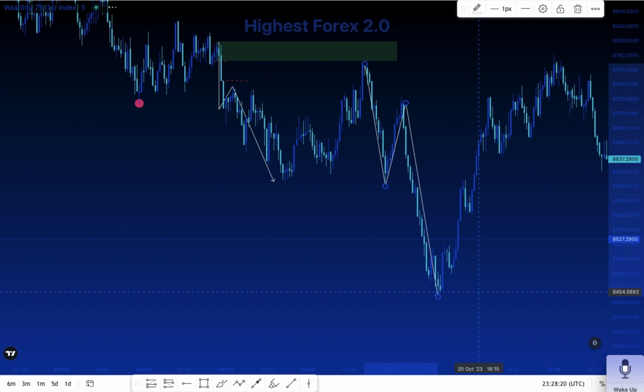So let's look at a scenario where maybe one or two of our criteria weren't met to identify a valid order block, and let's see how price reacted to it.